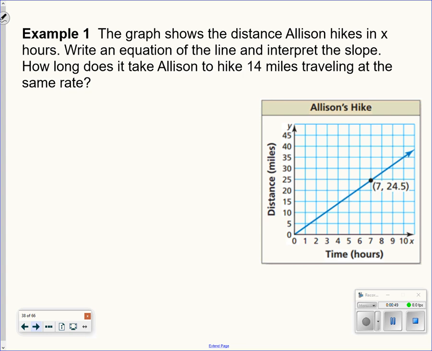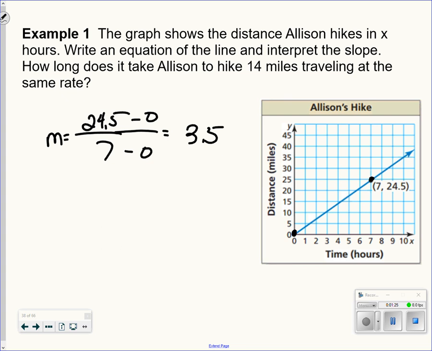The graph shows the distance Allison hikes in x hours. Write an equation of the line and interpret the slope. How long does it take Allison to hike 14 miles? So again, they want you to write an equation first. You know 2 points. You know (0, 0) and (7, 24.5). Now this isn't going to be very friendly, but 24.5 minus 0 over 7 minus 0. So again, this would be the slope. The actual slope of this is a pretty decent decimal, 3.5. So now the slope is 3.5. The y-intercept is at (0, 0). So the equation is y equals 3.5x.